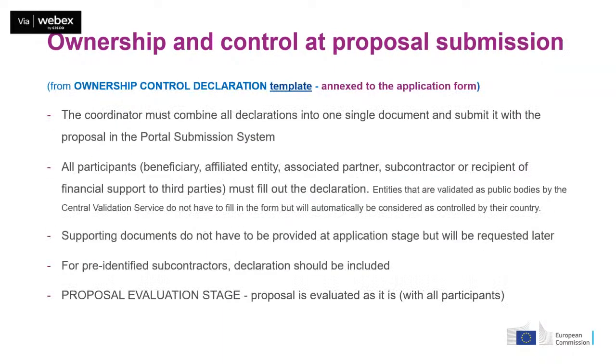So just to explain now in short, what are the basic steps when we have restriction type 2, meaning when we have an ownership and control procedure to be done. What does it mean for applicants in the proposal submission stage? Basically, in the proposal submission stage, all the participants will have to fill out the declaration of ownership and control. This declaration is included in the application forms of your call, and you will have to sign and fill in the ownership control declaration. And the coordinator will combine all the declarations into a single document and submit it with the proposal in the proposal submission system. At this stage, no supporting documents will need to be provided. So we can go to the next slide.